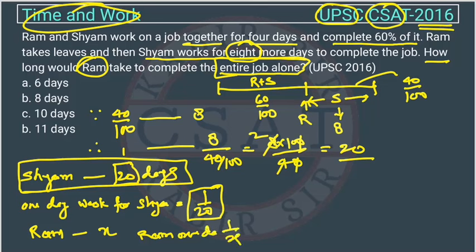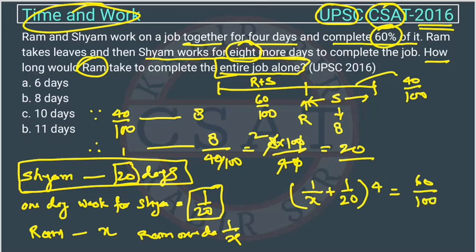So now they are working together. Working together means Ram's one day work plus Shyam's one day work, right? So how many days are they both working? They both are working 4 days. So this work is equal to how much work? This work is equal to 60% of work because it is given, right? So it will be equal to this work, right?